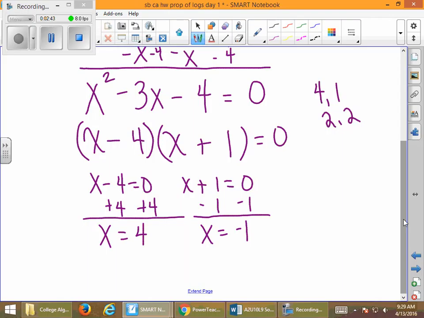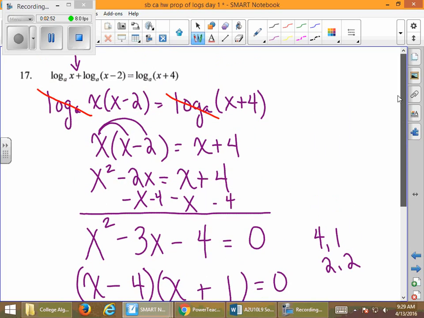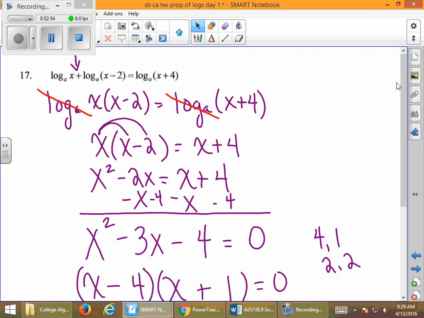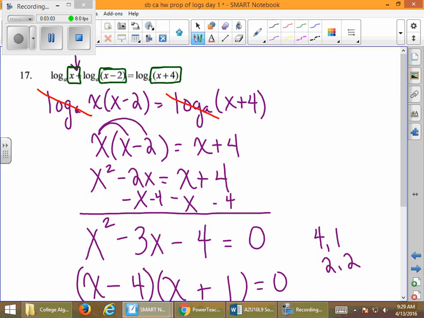And after all of that work, we still need to go back and check for extraneous solutions. So we go back to the original problem. And what we're looking at is this part of the logarithm right there, this part, and this part. Sometimes it's called the argument. Those values have to be positive. And if we ever find a negative value there, then that's going to be an extraneous solution.